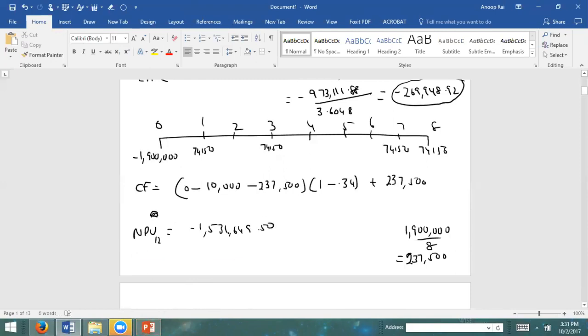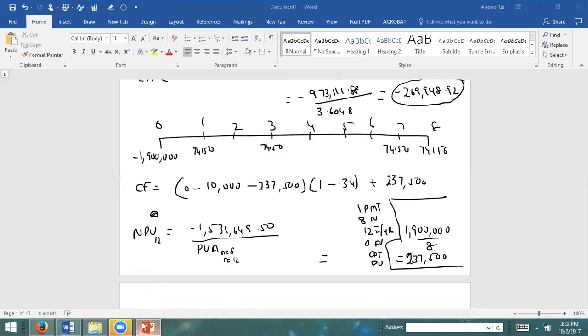However, that's not adjusted for the years because this is 8 years, so obviously it'll have more cost. But if we annualize it, to do that, we divide this by the PVA, where N is equal to 8 and R is equal to 12. How do we get this number? Well, 1 is my payment, 8 is my N, 12 is my interest per year, 0 is future value, compute present value, and lo and presto, I will get 4.9676.